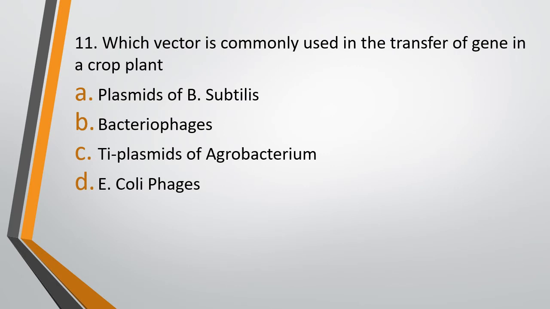Question number 11. Which vector is commonly used in transfer of genes in a crop plant? Option A, plasmid of Bacillus subtilis. Option B, Bacteriophages. Option C, Ti-plasmid of Agrobacterium. Option D, E. coli phages. The correct answer is option C, that is Ti-plasmid of Agrobacterium tumefaciens is used as a vector when you have to carry out a transfer of gene in crop plants.